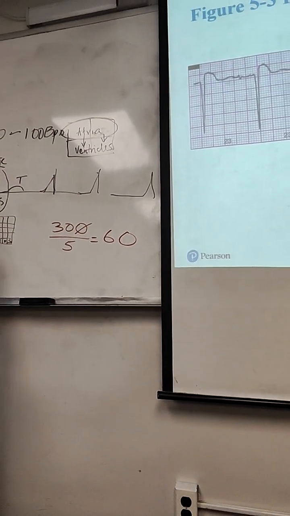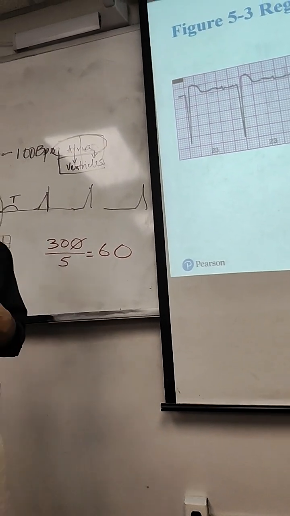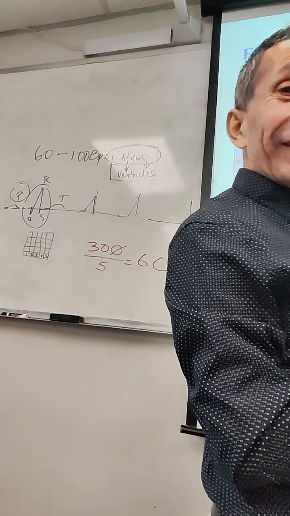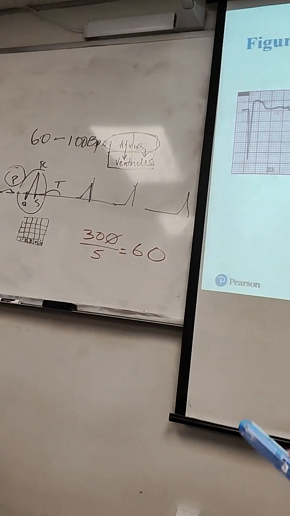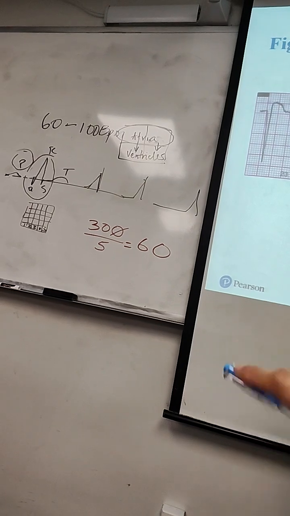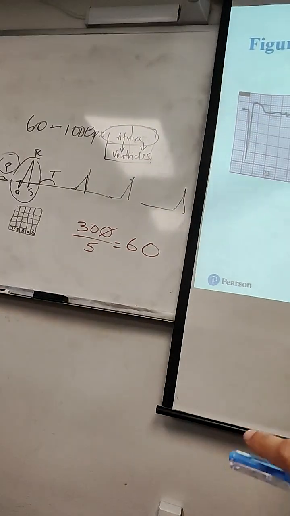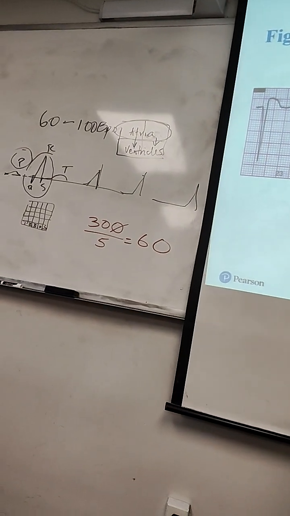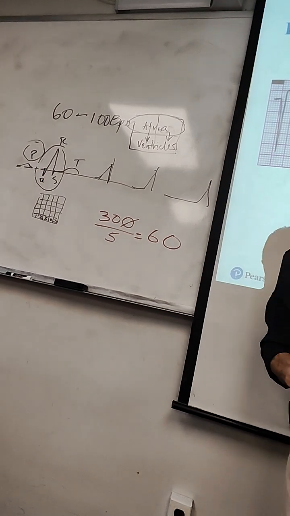Professor, if I did not learn math in 35 years... Really? Where did the 5 come from? Where did this 5 come from? 1, 2, 3, 4, 5. 5 big blocks. Calculating the heart rate.